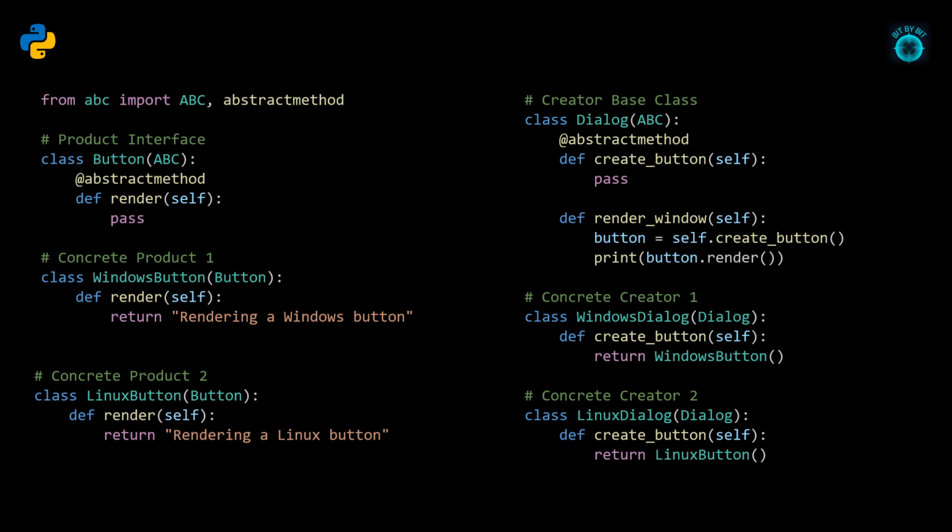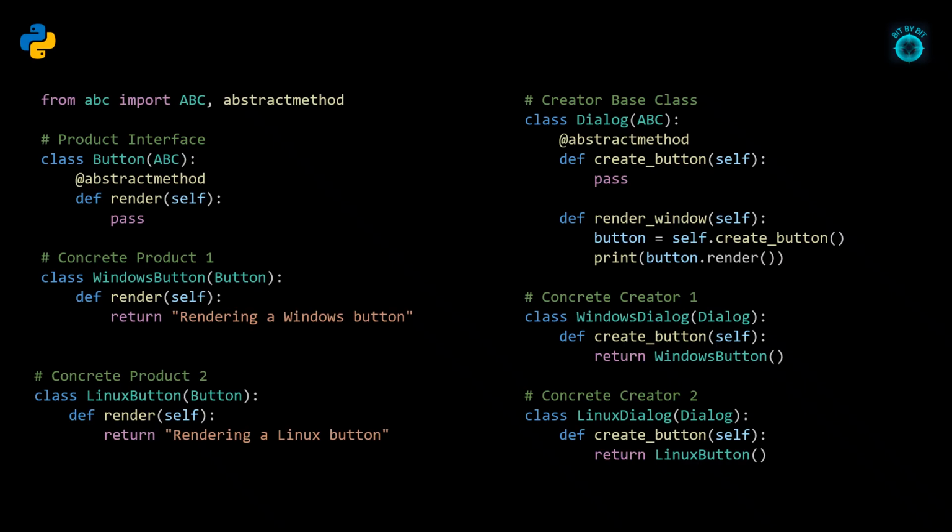Next, we define another abstract class called Dialog. This is the creator class. It defines an abstract method called create_button, but it also has a concrete method called render_window. This method uses create_button to get a button object and then calls its render method. The key point is this: render_window uses the product interface, but it doesn't know which specific class is being used. That decision is deferred to the create_button method, which is implemented in the subclasses.